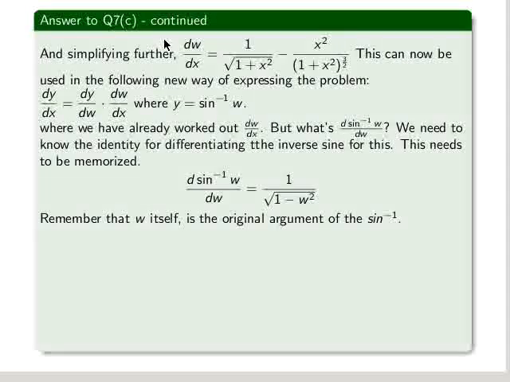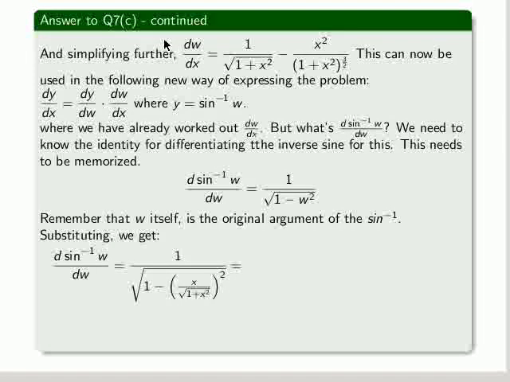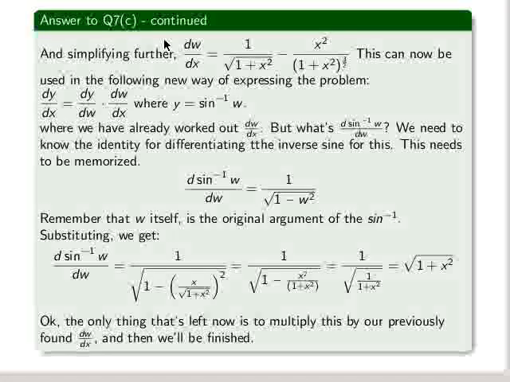Remember that w itself is the original argument of the inverse sine, and substituting we get that expression, and we can start simplifying. Notice how the denominator starts simplifying quite a lot, and we get 1 over the square root of 1 over 1 plus x squared, which in actual fact is the square root of 1 plus x squared. So dy dw has turned out to be fairly simple. So the only thing that we have left to do now is to multiply this by our previously found dw dx, which is at the top of this slide, as you can see, and then we'll be finished.